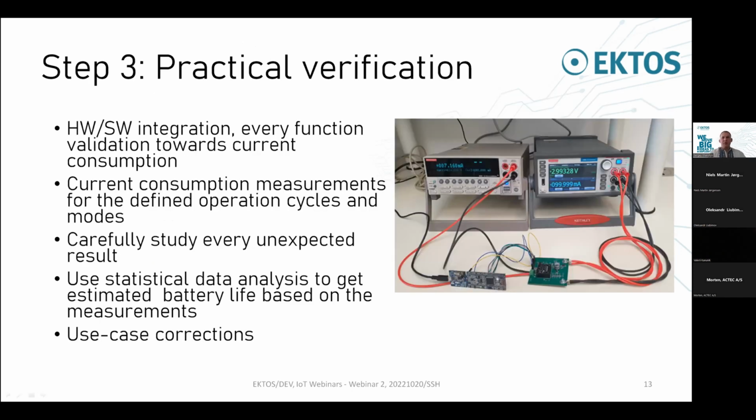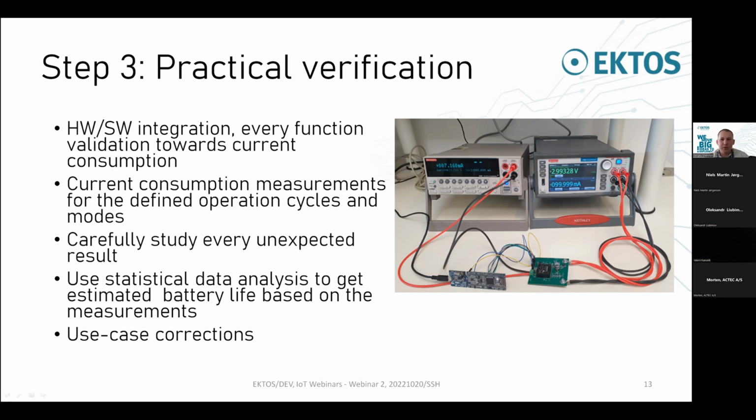The next step in the process is creating a prototype and performing the practical verification. For the hardware and software, we do integration, and we verify every function towards current consumption, step by step. We perform current consumption measurements for the defined operation modes, and we compare the results towards what we have calculated in the spreadsheets. If there are some deviations, we carefully study every unexpected result, because this is potentially a design bug. It's either a hardware or software problem, or an overall design bug.